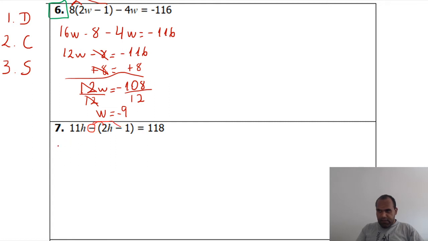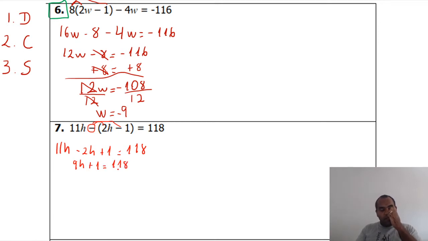Let's work on this. 11x, negative 1 times 2x is negative 2x. Negative 1 times negative 1 is positive 1, equals 118. Great. Distributive, okay. Right now, combine like terms. 11x minus 2x equals 9x, plus 1 equals 118.